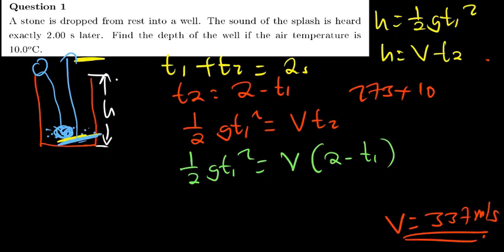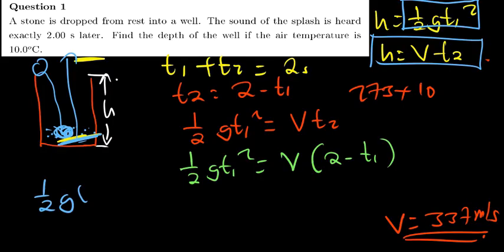Now when I find the time, I need to come back and use this. Why am I going to use this? I cannot use this because this stone was falling under the influence of gravity, so gravity has to be included. That's why I'm going to use the first one. Okay, so I've equated this distance equal to each other, and then I'm going to say half g t1 squared is equal to my V, which is 337, open brackets, 2 minus the t1 I don't know.